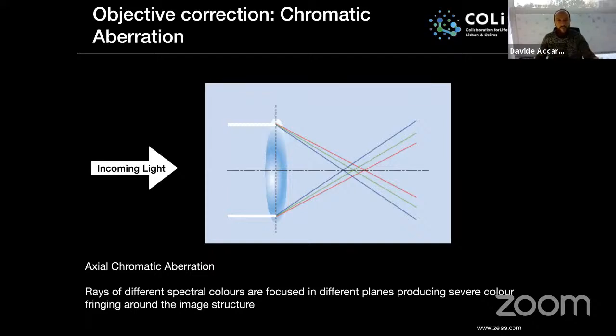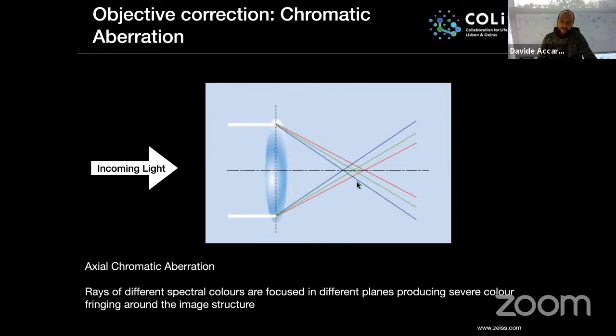Again, we have the incoming light from the left of our screen, and then the white light that enters this spherical simple lens, you will see, will be divided into its components, and we have here the different wavelengths depicted as different colors. And the chromatic aberration implies that shorter wavelengths are focused closer to the lens with respect to longer wavelengths, that are progressively focused farther and farther away from the lens.